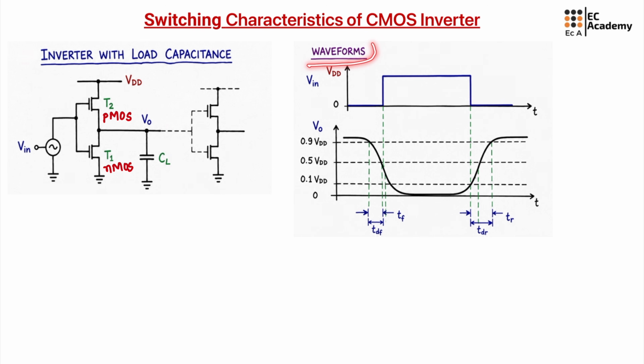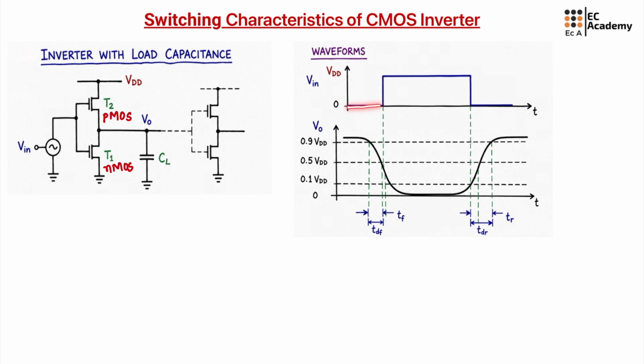Now let us understand the operation of a CMOS inverter using the waveforms. Suppose the input voltage Vin is low, the PMOS transistor T2 will turn on and the NMOS transistor T1 will turn off. Therefore, output is connected to VDD through PMOS transistor. The capacitor CL gets charged. Therefore, the output voltage will become approximately equal to VDD. So, V0 is approximately equal to VDD as shown in this diagram.